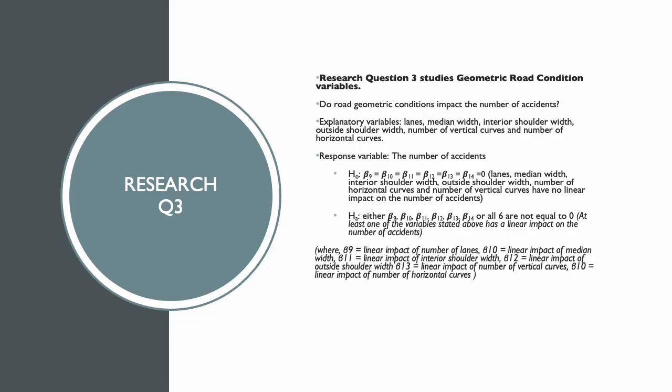In our research question 3, we aim to investigate the impact of different geometric road condition variables on the number of accidents. The predictors in this question are the length, the median width, the inside shoulder width, the outside shoulder width, as well as the number of horizontal and vertical curves. In the null hypothesis, we hypothesize that all betas are equal to 0, and in the alternative hypothesis, we expect that at least one of these betas is not equal to 0.